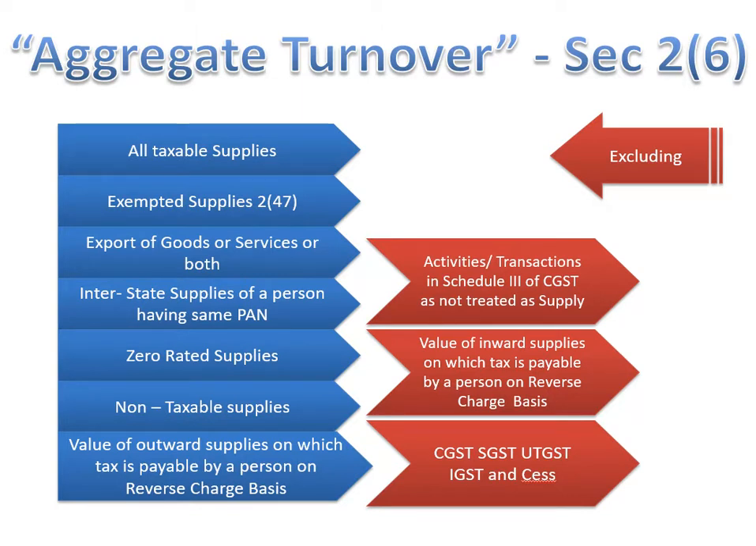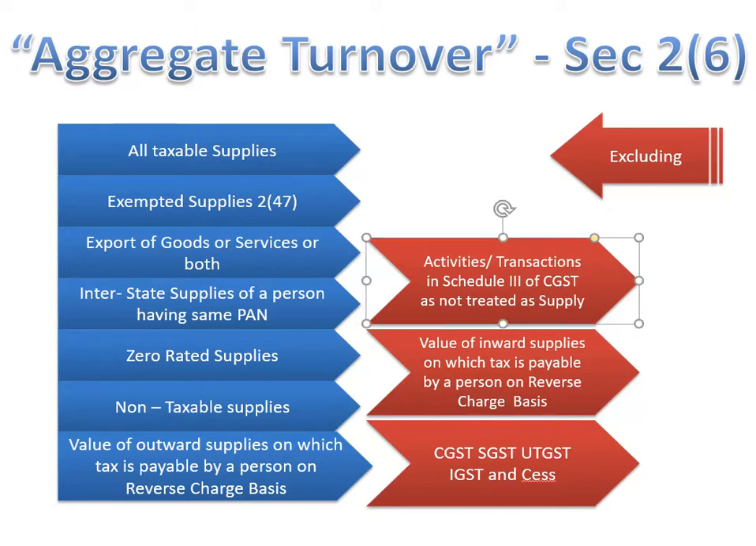So the first one we start off with is aggregate turnover. On the left side, when you are calculating, it will include all taxable supply, exempted supply, export of goods or services or both, interstate supplies of a person having the same PAN, zero rated supply, non-taxable supply, and value of outward supply on which tax is payable on a reverse charge basis.